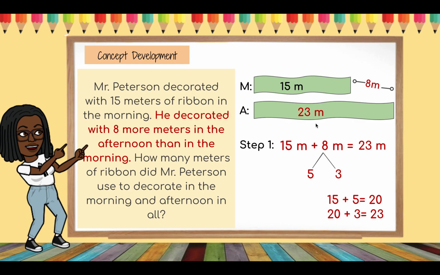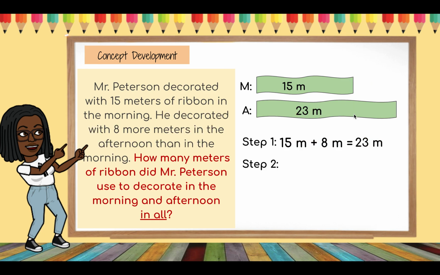This is how I solved step 1 of my problem. I took my information from the morning. I took my information about how the afternoon ribbon was 8 meters longer, and then I added those two numbers together to find out how long that ribbon was in the afternoon, which was 23 meters.